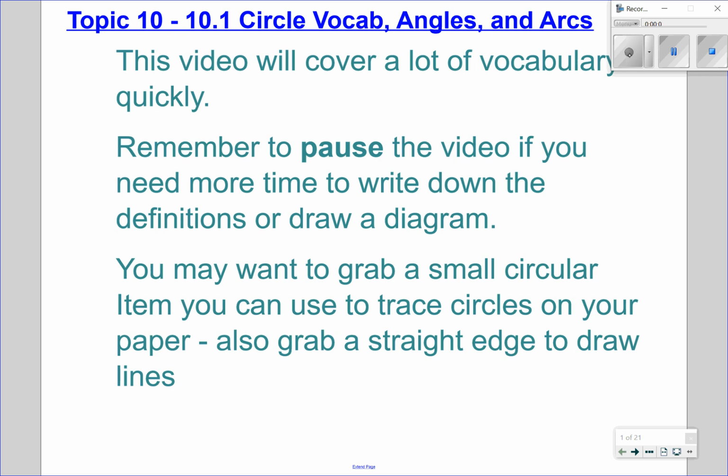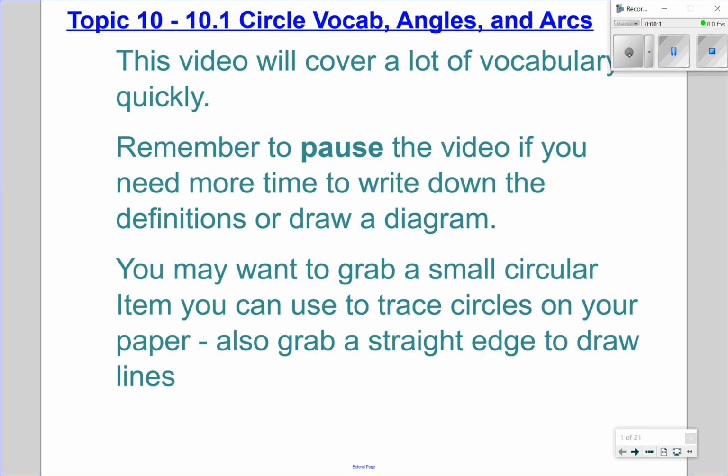Welcome to our first section of topic 10. Hopefully you guys are moving along well through topic 9, and this is one of our last two topics of the year. So we have topic 10 and topic 11. This whole topic is over circles. We're actually going to break it up into two parts. This is the first part.